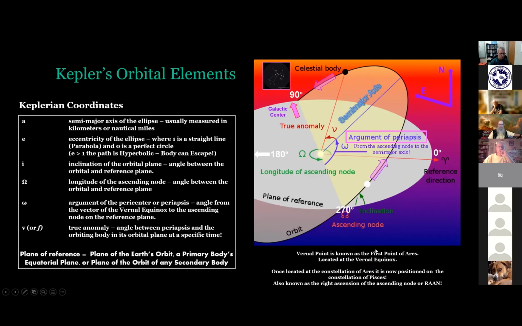Now, the vernal point is known as the first point of Aries. That was located originally at the vernal equinox. Of course, now it's positioned in the constellation of Pisces. It's also known as the right ascension of the ascending node.